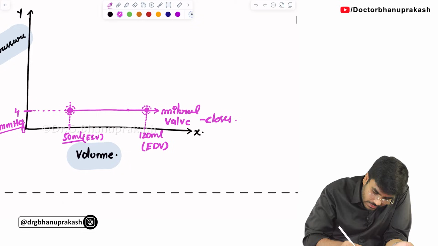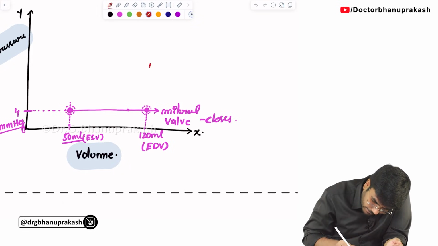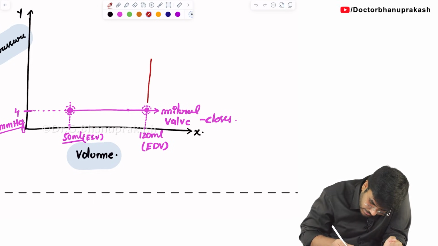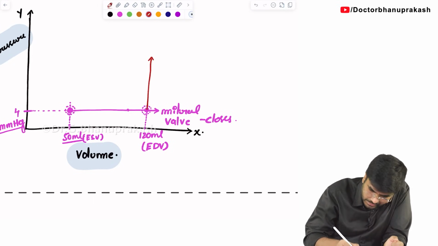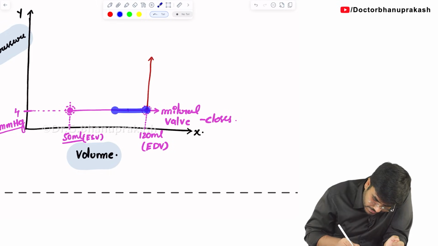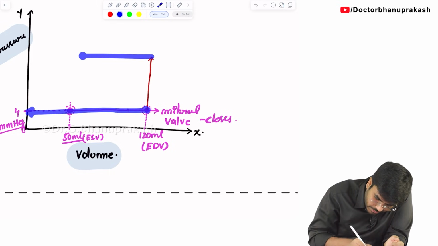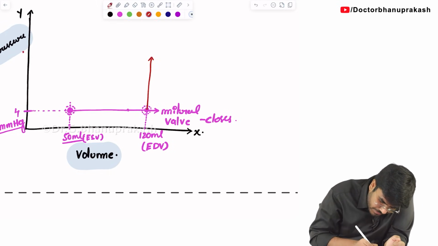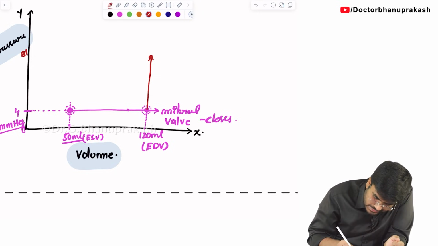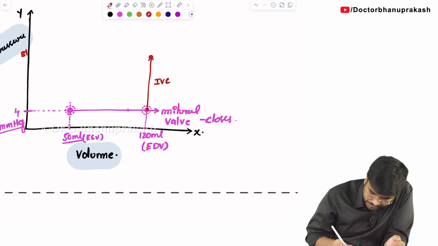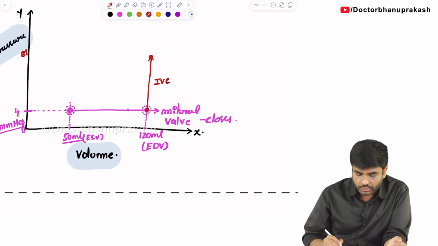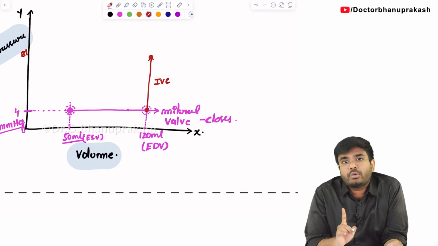So look here, I am going to show you a straight line like this. What is this straight line representing? The straight line is representing the pressure in the ventricle. The pressure in the ventricle is rising from 4 mmHg to, let's say, 81 mmHg. So this phase which I am showing you, this red color line, is called isovolumetric contraction.